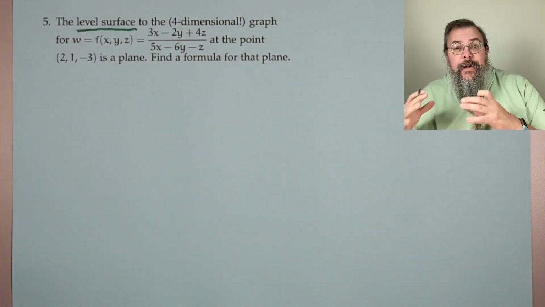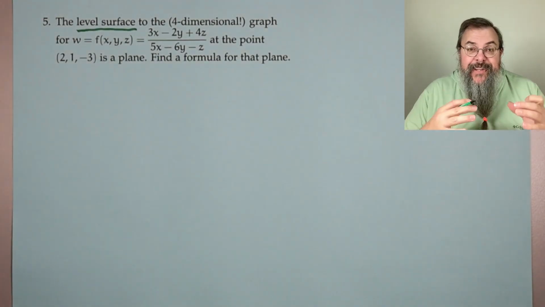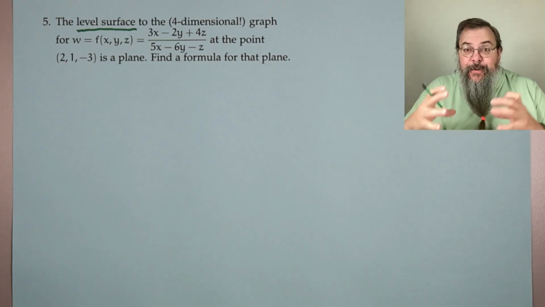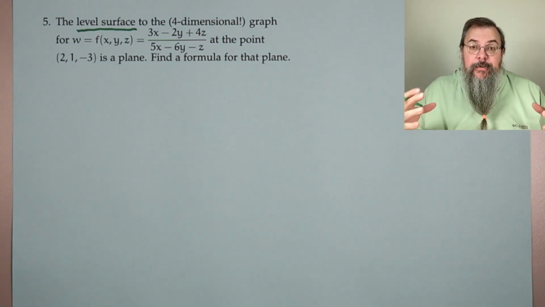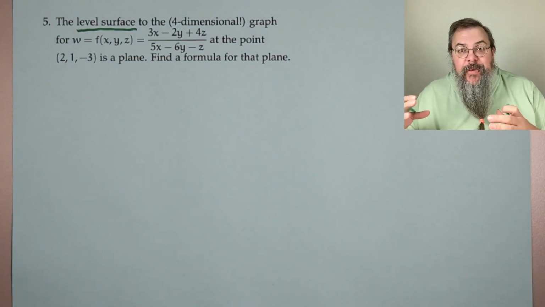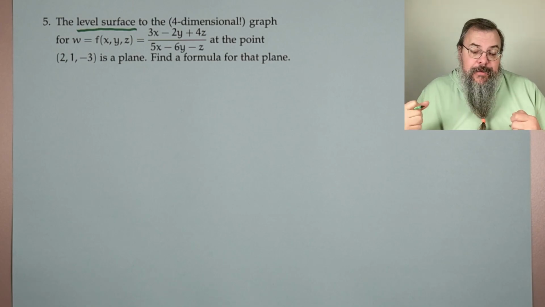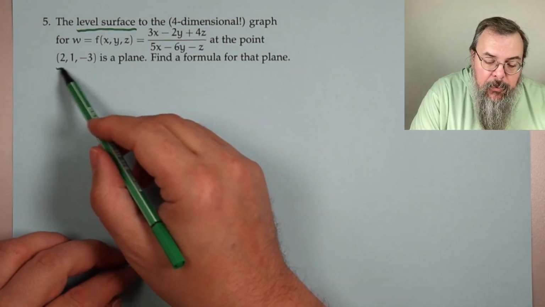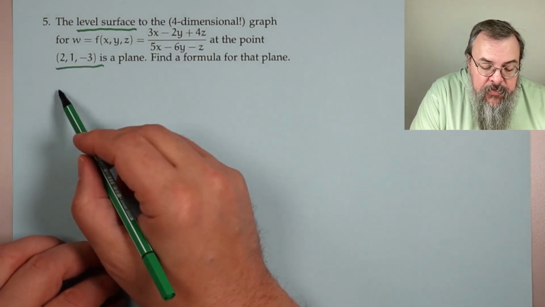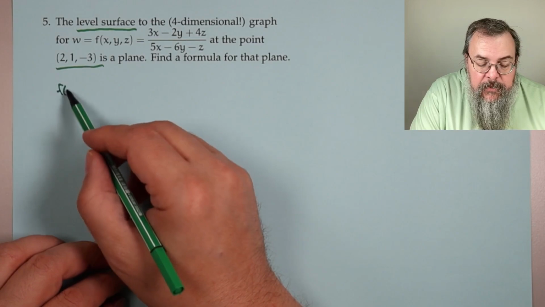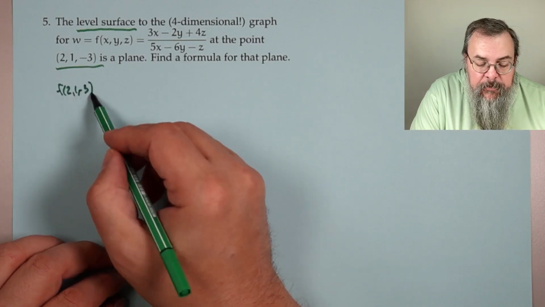Now, how did we do level curves? Let's think about that. You set the function equal to a number and then figured out what was going on. Same thing with a level surface. Now the question is, what's the right number? To figure that out, we have a point, so plug it in. So we're going to plug in f of 2, 1, negative 3.